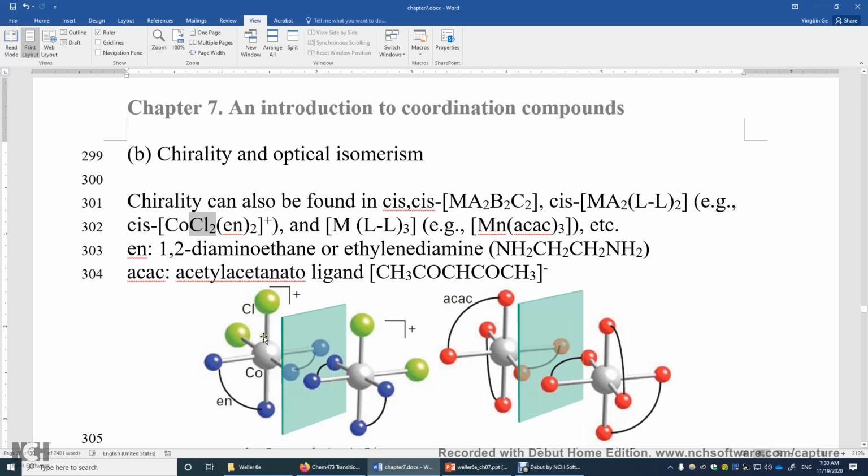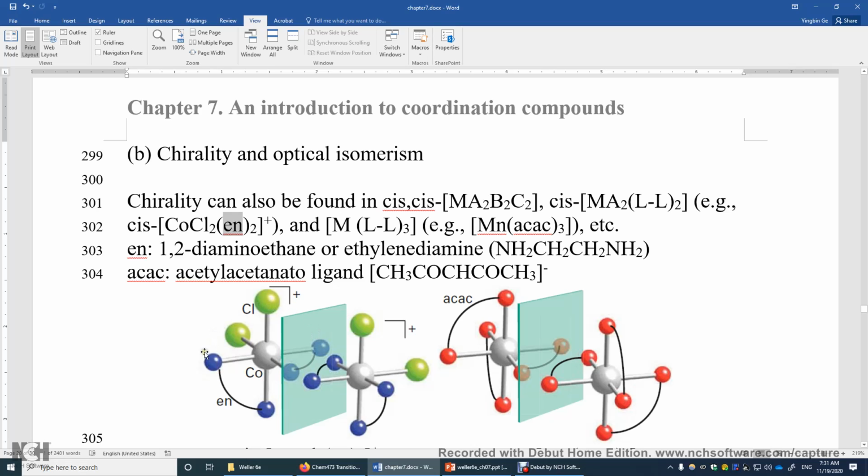Again, this is 90 degrees between the 2 chlorido ligands. Now let's look at this en. En stands for 1,2-diaminoethane. This is a bidentate ligand. So you have NH2 here, NH2 here. This is the linkage. This is CH2, CH2. So again, this is NH2, CH2, CH2, NH2. All right. So one bidentate ligand, the other bidentate ligand.